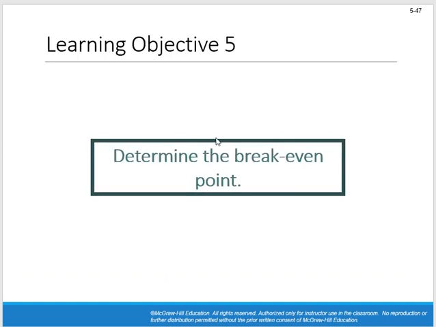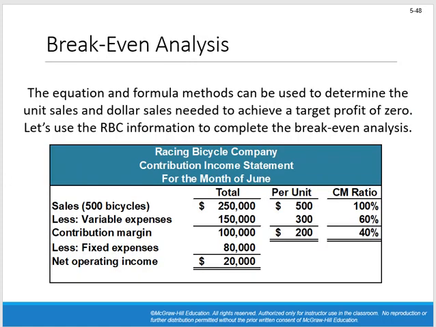So our next task is to determine the break-even point. Well, wait, didn't we already do that way back at the beginning of the chapter? Yes, we did. So this should seem like review. They're going to teach us different ways of doing it, but we still know 400 bikes is our break-even. We took fixed divided by our CM per unit.